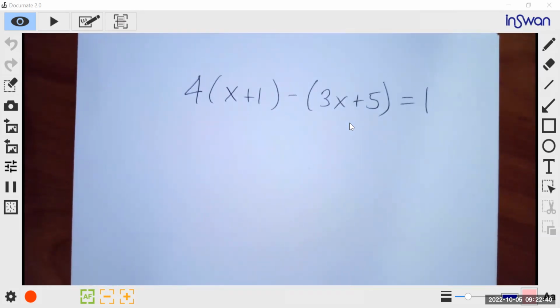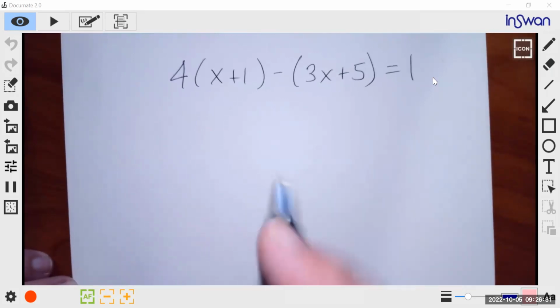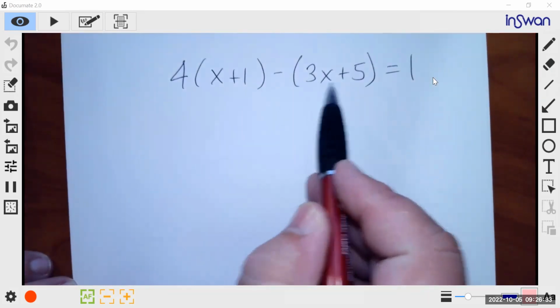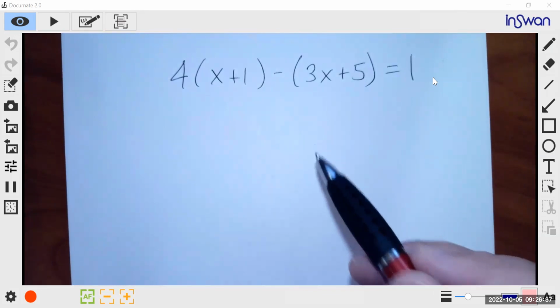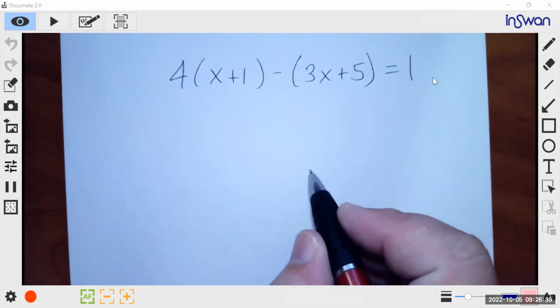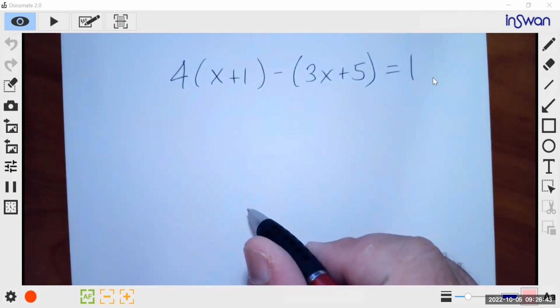Four times x plus 1, minus, in parentheses, 3x plus 5, equals 1. Order of operations. Can we do anything inside the parentheses? No, we can't do anything inside there. So we have to get rid of the parentheses. How do you get rid of the parentheses? What's that property called?